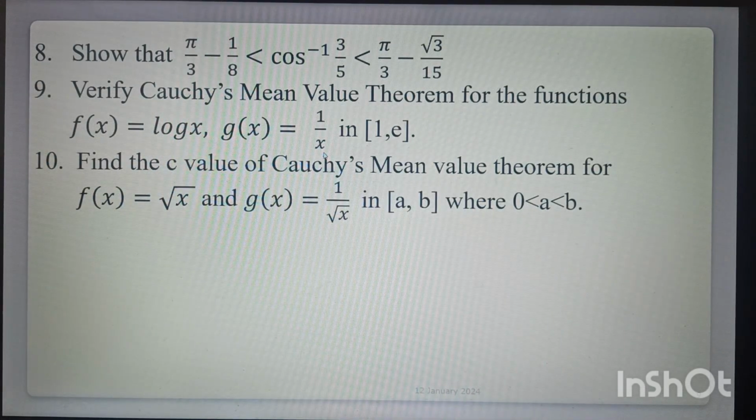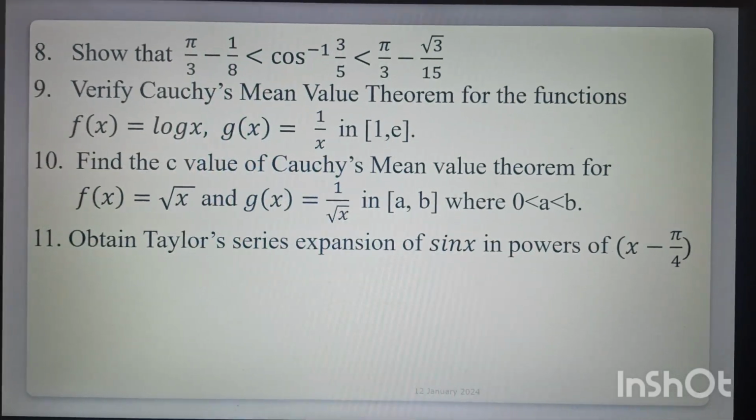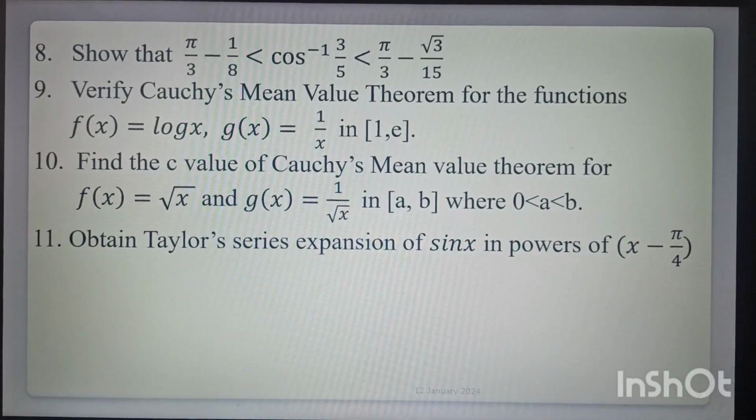Next question, find the c value of Cauchy's mean value theorem for f of x is equal to root x and g of x is equal to 1 by root x in the interval a comma b where 0 is less than a less than b. Next one, obtain the Taylor series expansion of sin x in powers of x minus 5 by 4.